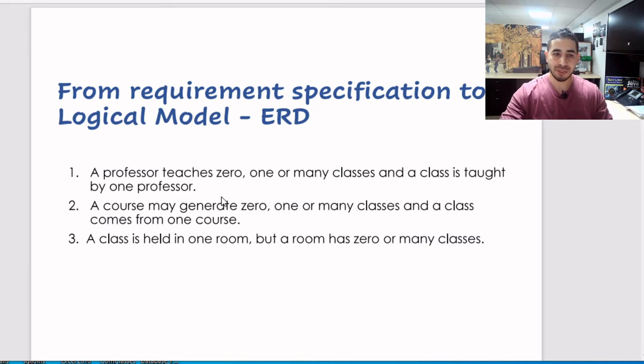At the requirement specification, you may get a description of the database that is written in English. This is a very basic example. We just wanted to keep it simple so we'll understand this whole process. So the requirement specification here is that a professor teaches 0 or many classes, and a class is taught by one professor. A course may generate 0, 1, or many classes, and a class comes from one course. A class is held in one room, but a room has 0 or many classes.